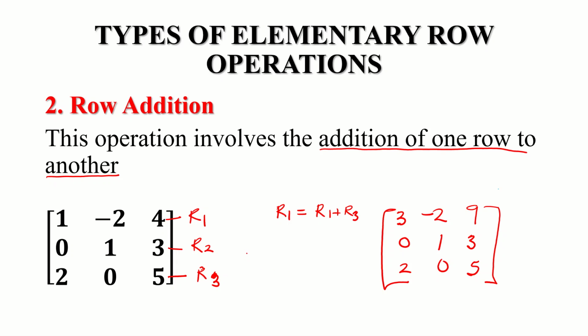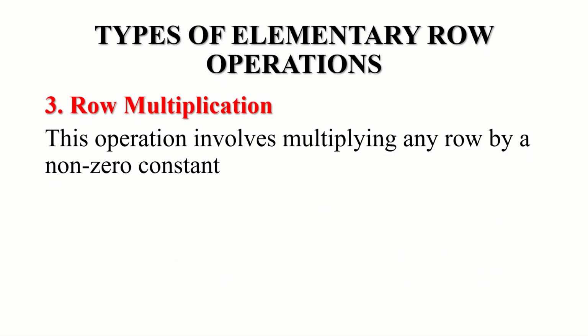From here, we move on to the last type, that is row multiplication. This operation involves multiplying any row by a non-zero constant. The underlying words here are multiplying any row by a non-zero constant. When we talk of a non-zero constant, it is any value apart from 0, so we have negative values and positive values.